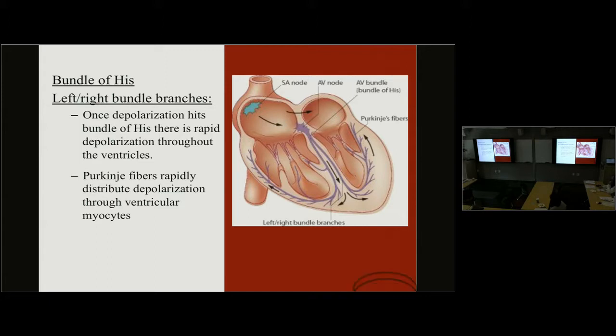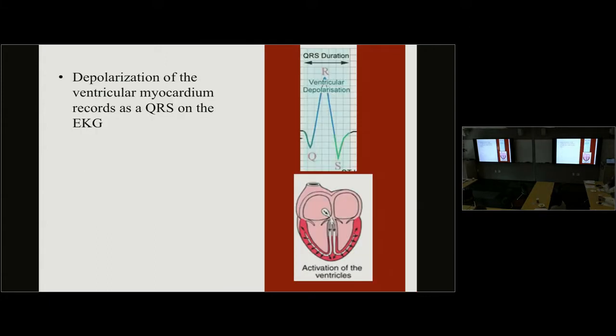So you can see where that bundle of His is located, and then your Purkinje fibers. Okay. Then depolarization of the ventricular myocardium records as the QRS. So remember that second bump that we said? So this is this other bump, and that's called your QRS.